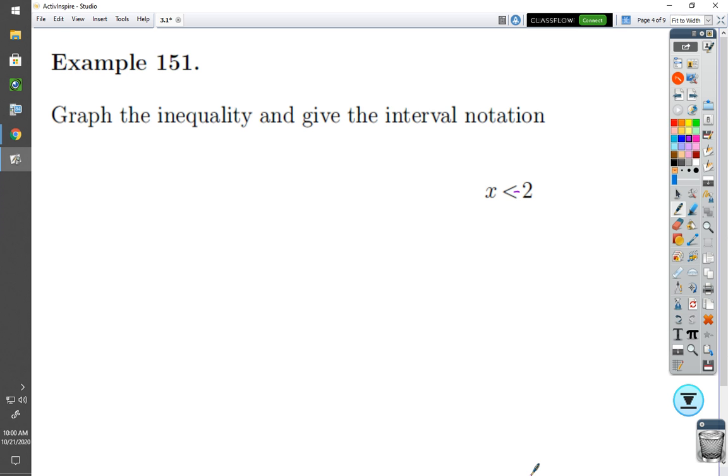First place, I think that it's probably the smartest place to start. Now it says graph the inequality. I've got to graph it, and give the interval. The smartest place for me to start is the graph. If I can see it, I can make it. So I make a number line.